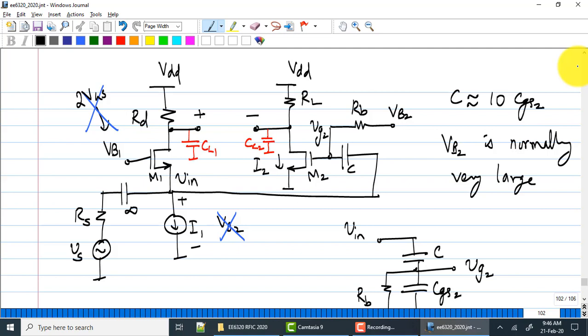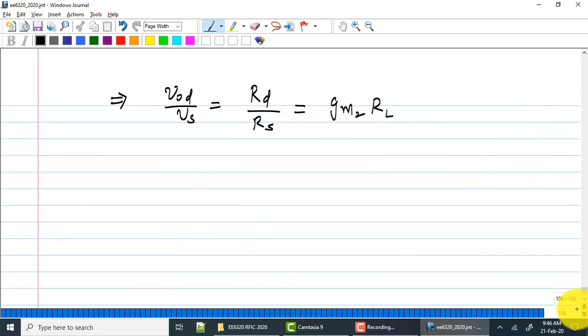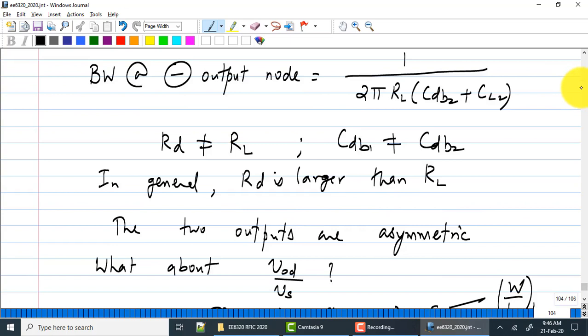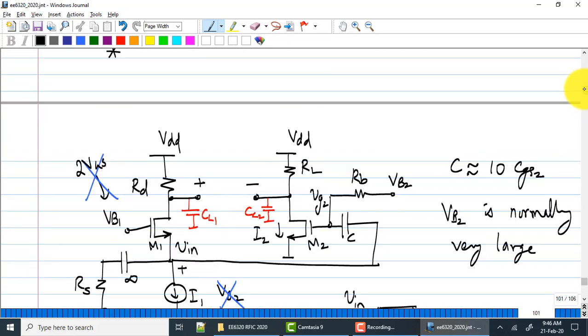Any other questions? Okay. Now, a couple of more things. So, what about, can you cancel noise of RD in this LNA? Is noise of RD and RL cancelled? It's not. Okay. So remember, whatever noise is available at the input node V in can be cancelled. So noise of RD and RL will definitely not be cancelled.